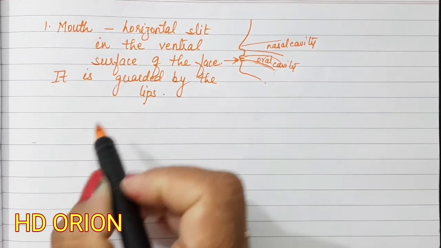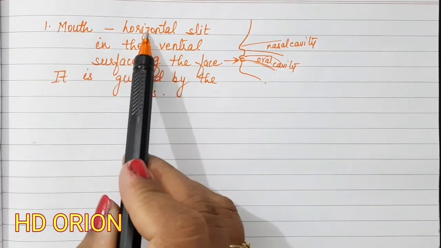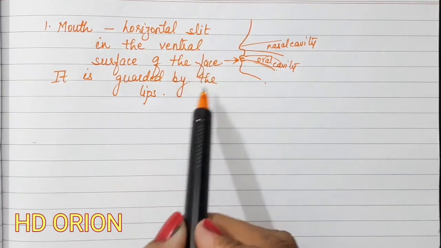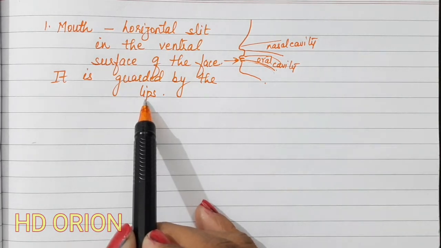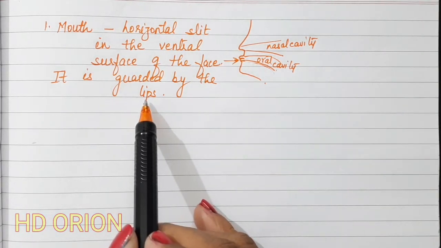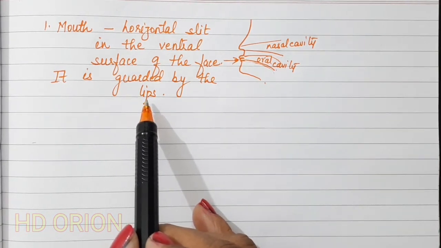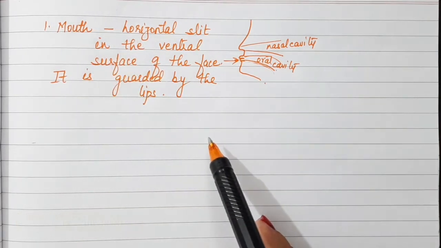So the mouth helps in ingestion. It helps in the intake of food. It is the horizontal slit which is not open all the time because the lips are guarding the mouth. Whenever it is required, the lips help in opening the mouth for the intake of food, and the rest of the time the lips close. So the upper and the lower lip help in opening and closing of the mouth. So this is how the mouth helps in the ingestion of the food.